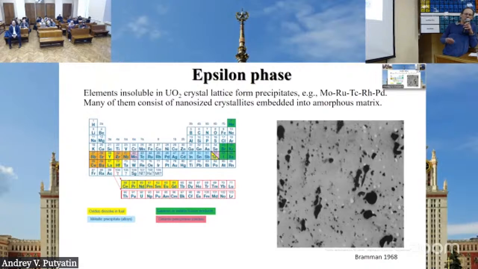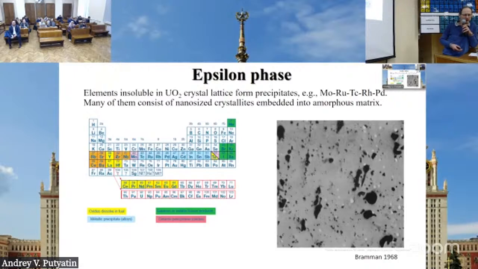They contain platinum group elements like rhodium, palladium, and ruthenium, but they also often contain molybdenum, technetium, and many other elements. Commonly this phase is called epsilon phase or five metal particles. But in reality, the composition may be more complex, and there are relatively large variations in the exact compositions.